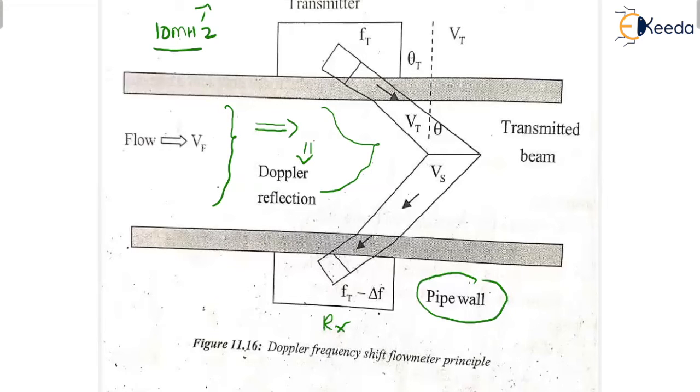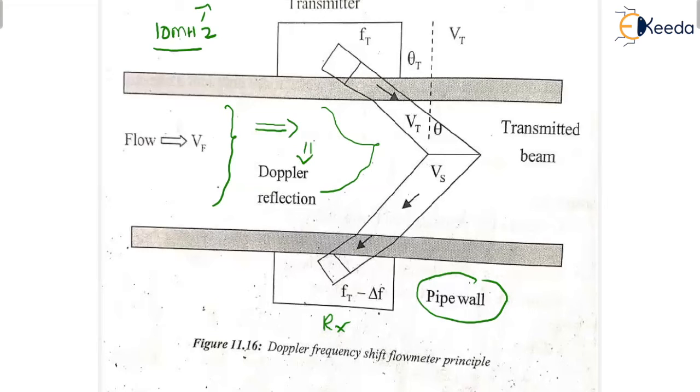Here, the change in the frequency, or the frequency shift, is proportional to the velocity of the fluid flow, which in turn is proportional to the volume flow rate of the liquid. I'm going to depict that in a detailed manner. My dear students, every parameter I'm going to explain over here.